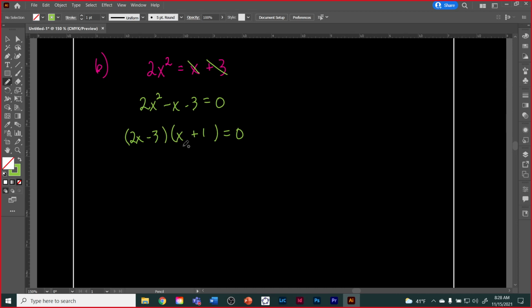But that's not what they're asking you to do. They're not asking you just to factor it. What are they asking you to do? And I didn't write it there, but all these say solve. Okay, we're going to solve for x.